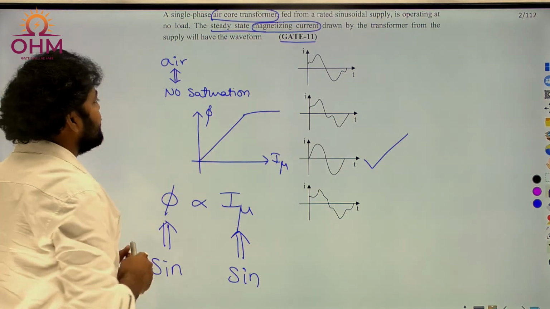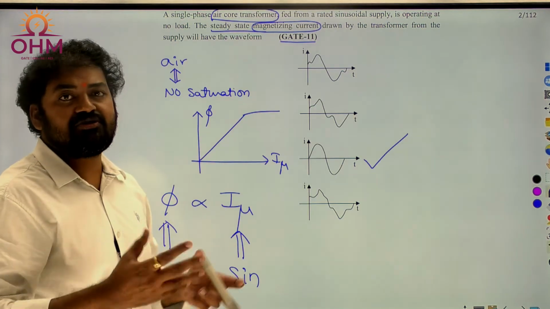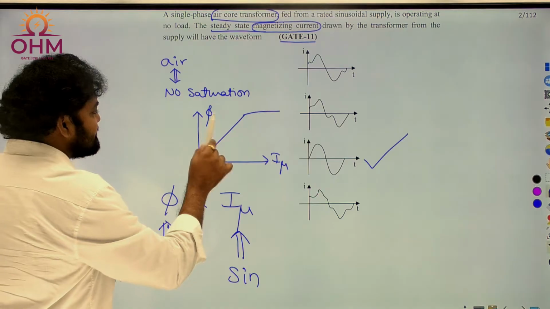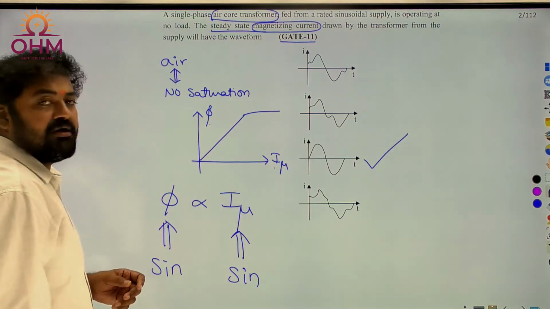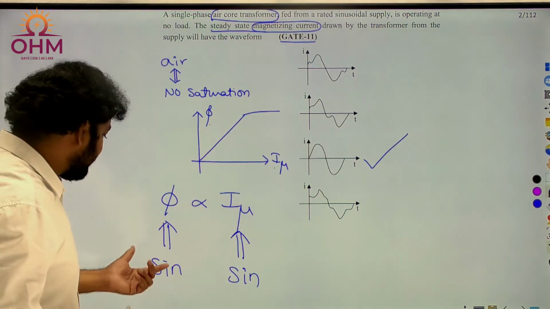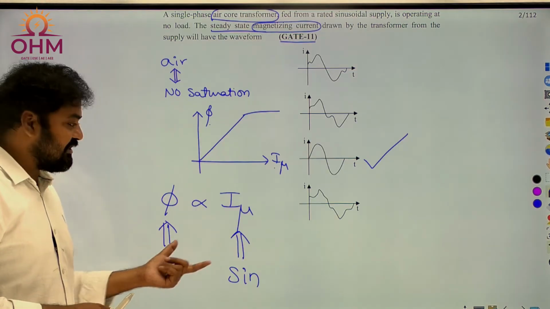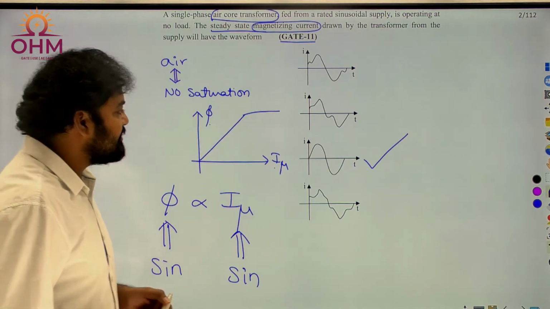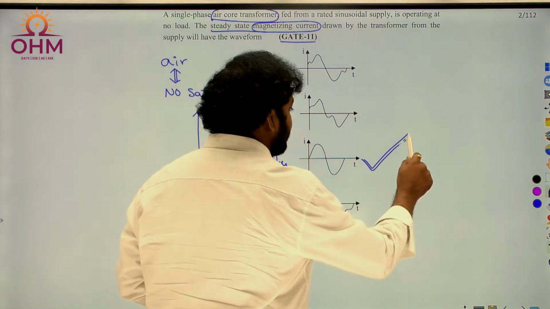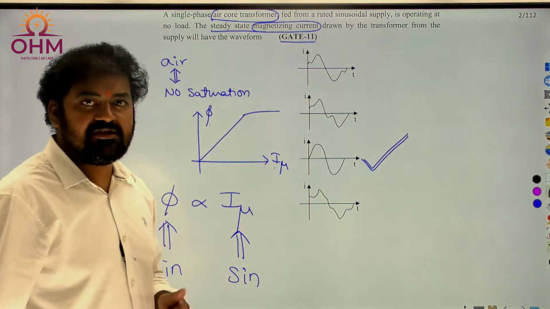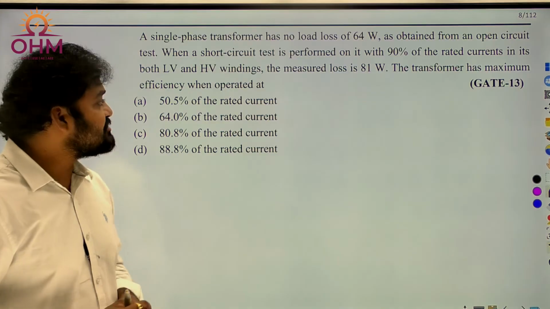But in the given question, air is the medium used, where saturation is neglected. Therefore, flux and magnetizing current will be proportional to each other. Therefore, in order to create a sinusoidal flux, we need sinusoidal magnetizing current. Therefore, the answer is going to be option C. Okay, easy question. All right, let's move to the next problem.